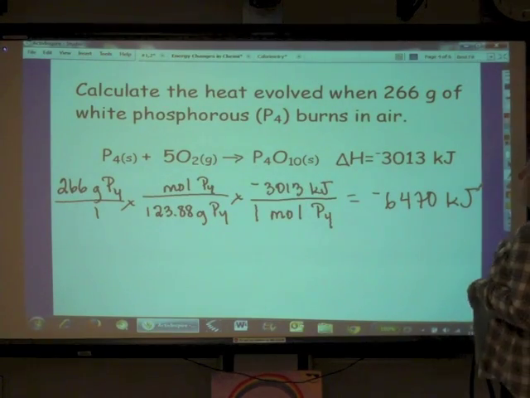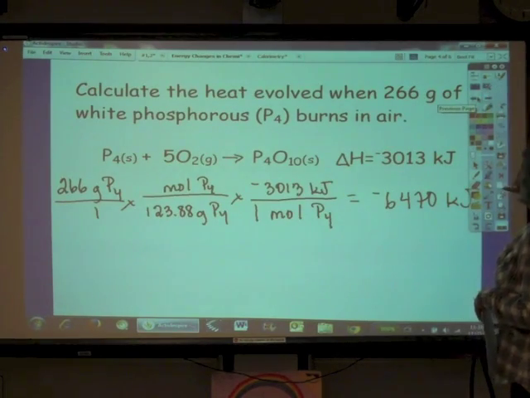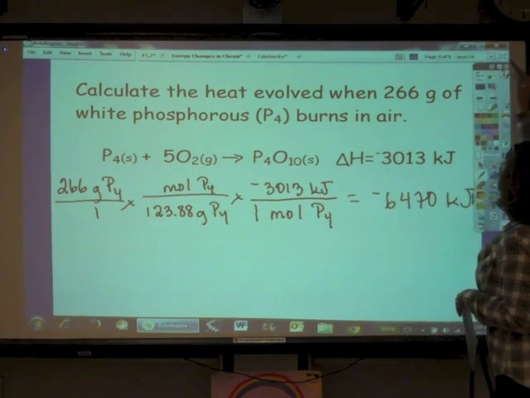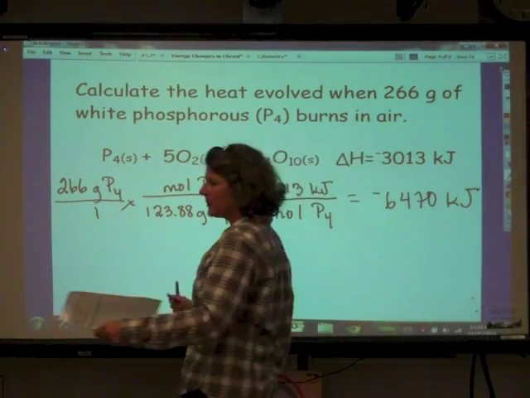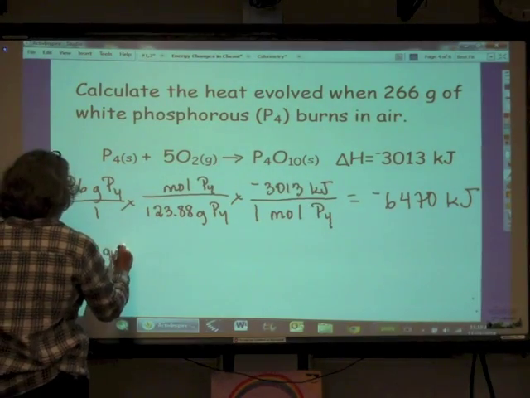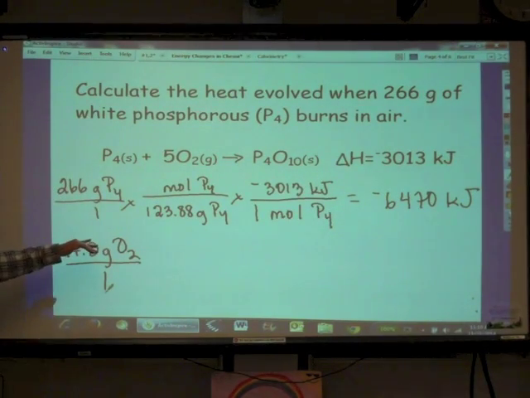Okay, let's do another problem. Let's say instead we want to know how much heat is involved with consuming 17 grams of oxygen. So let's start with something different. Let's say we've got 17.0 grams of O2, and we want to know what is the heat associated with that. What is the energy associated with consuming that many grams of O2?